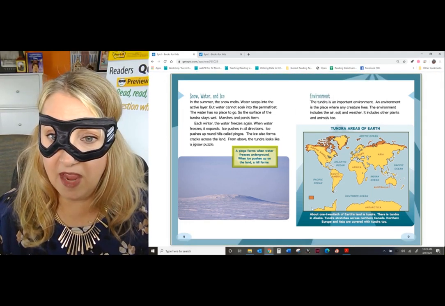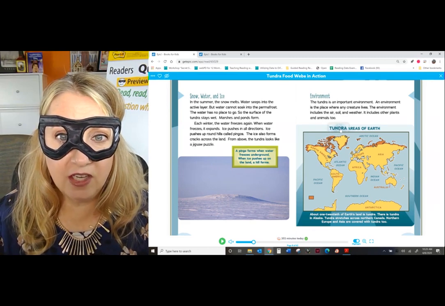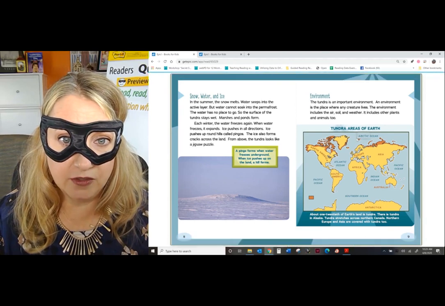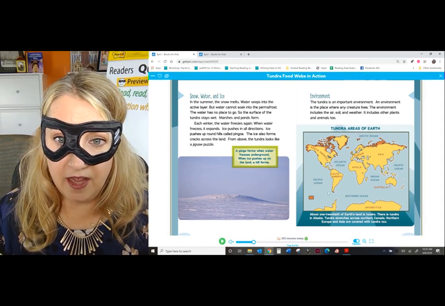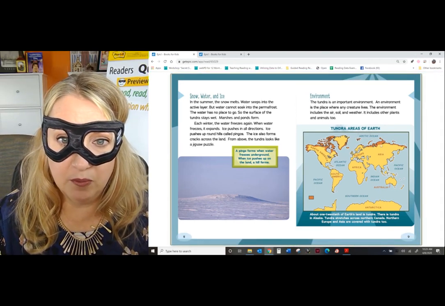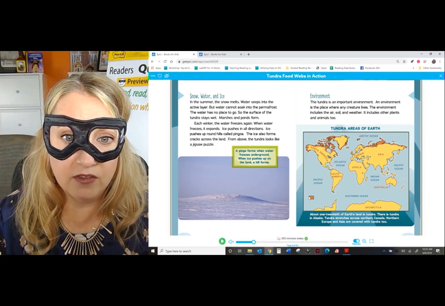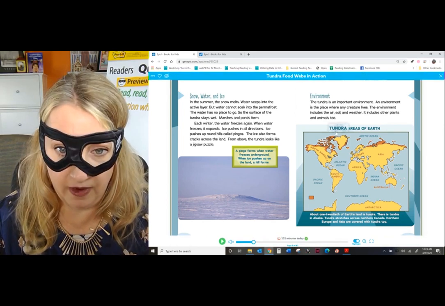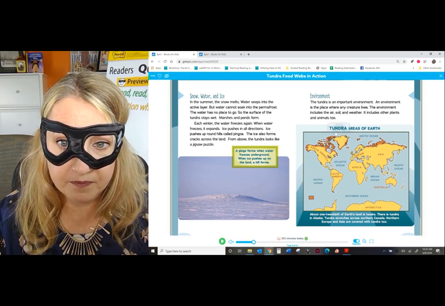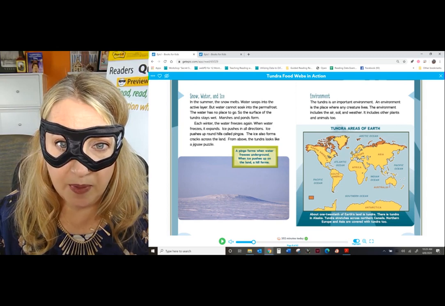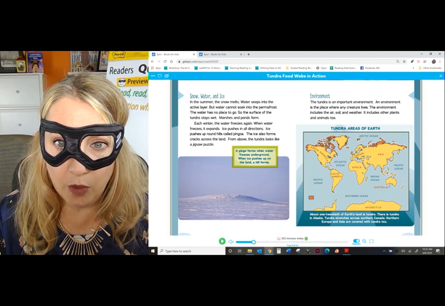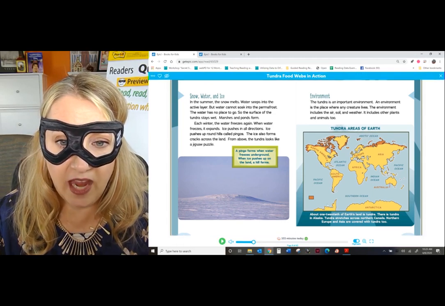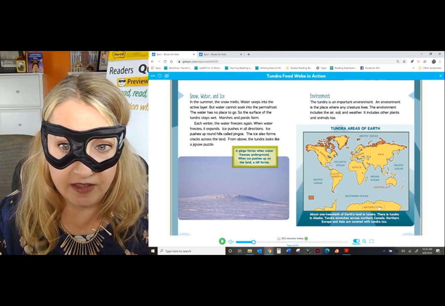Environment. Okay, now we have a map. And I have to look at the title of the map. Tundra Areas of Earth. Okay, so now that I see these colors, yellow and brown, but I need a key. Okay, so the key, brown must be where tundra is, what I'm thinking. Okay, and yep, it is up here in the cold places that I know are up in the north, near the North Pole.